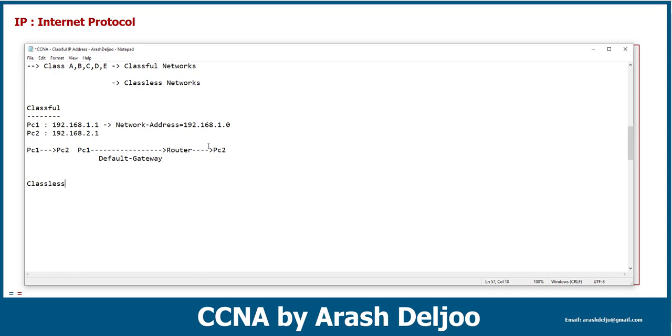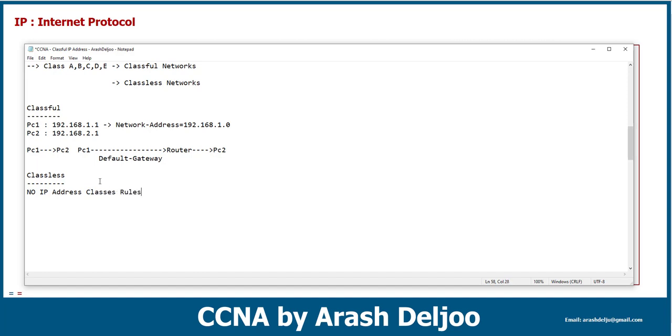The solution is using classless networks. In classless networks, as you will learn, we don't have the limitations of classful networks. This means that we don't have only three options of class A, class B, and class C, and as you see, we don't experience the problems that we experience in classful networks. I will talk about that, but for now, let me say that in classless networks we have no IP address classes rules.